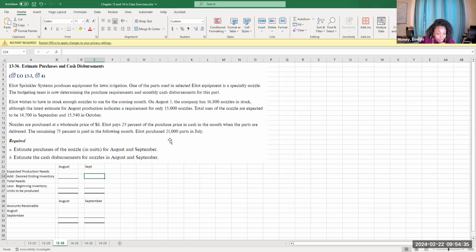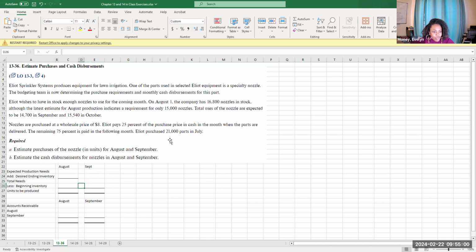Let me see what they're asking me to do. We need to estimate purchases of the nozzles in units for August and September, and estimate the cash disbursements for nozzles in August and September. So, lots of work here.